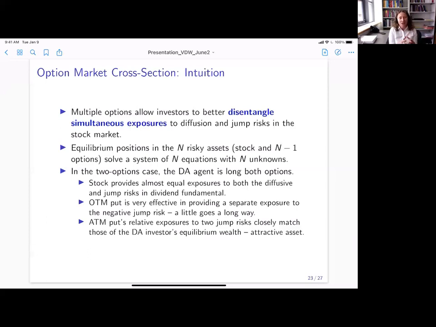Whereas the at the money put, in terms of the relative exposures to the two jump risks, actually happens to closely match the disappointment averse agent's wealth profile. So this is a very attractive asset. And this is exactly in line with what Neil said earlier, that if you were to provide an asset that matches better, so not the puts, not the calls, but the asset that perfectly matches the wealth profile of the agent, this is exactly where the demand would be concentrated.